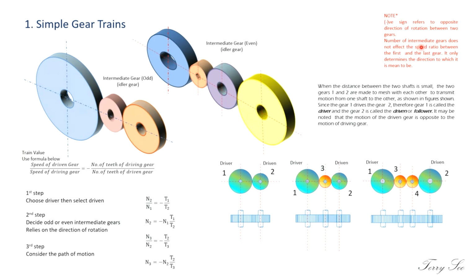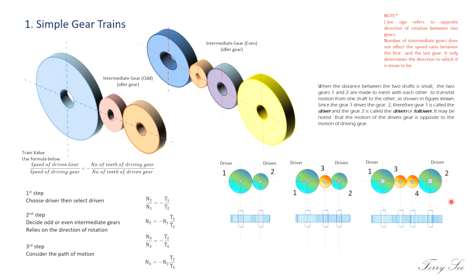So I repeat this again: the number of intermediate gears does not affect the speed ratio between the first and the last gear. It only determines the direction of rotation. So you want it to be in the same direction between the input and the output, or a different direction. Usually the input gear is attached to the input shaft, the output gear is attached to the output shaft, and they lie parallel to each other. So this simple gear train is used only when the shafts are lying parallel to each other.